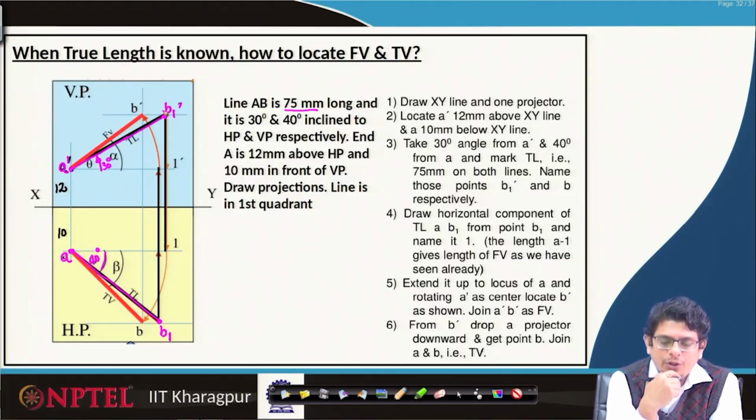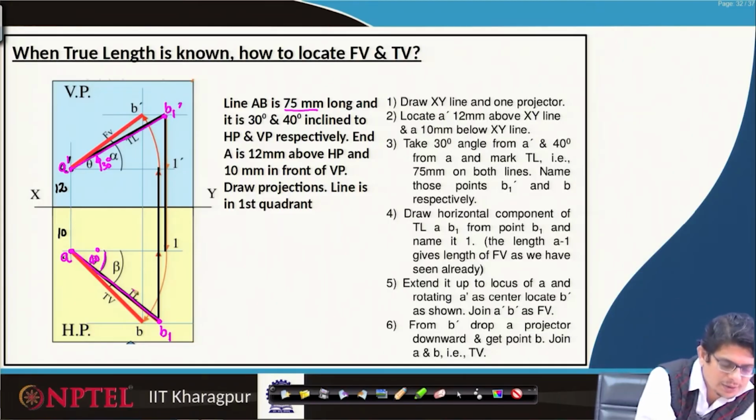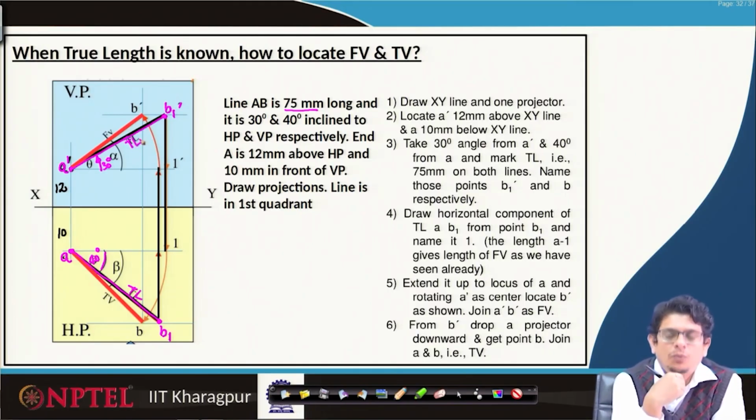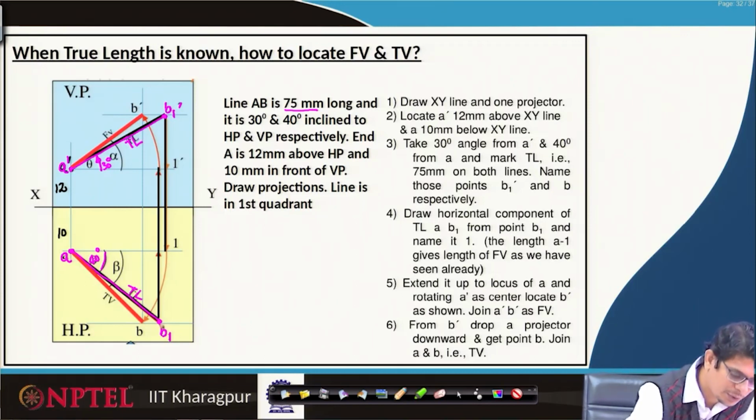Now, we have to draw horizontal component of this true length. So, let us call this one true length. This is also true length lines. Once we have that, a horizontal component of true length AB1 we are going to draw from point B1. So, project this one all the way up to get horizontal component.